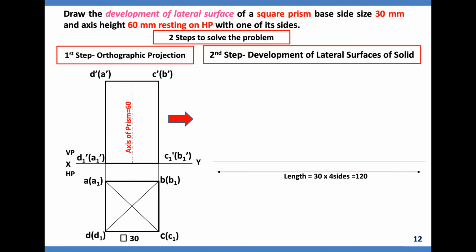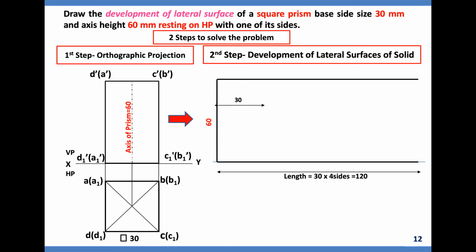Then length is equal to 30 into 4 sides. Let me explain this. One side dimension is 30. How many sides are there? 4 sides. So 30 into 4 times, which is equal to 120 mm. So draw a thin line, which we call construction line. Then take the scale, measure equal to 120. What is the height? Height is 60, which is equal to the height of the prism. Yes. And then close it.